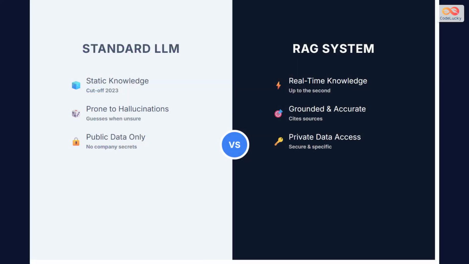So, how does this compare to a standard AI model? A standard model relies on static, frozen knowledge. It is prone to guessing and can't see your private data. A RAG system, on the other hand, has access to real-time knowledge. It is grounded in reality because it cites its sources, and it can securely access your private business data without leaking it to the public internet.